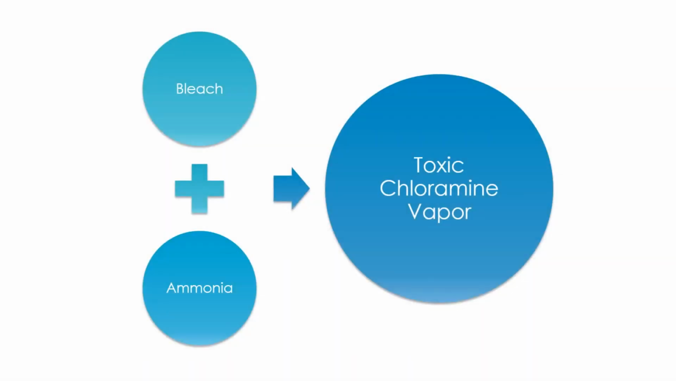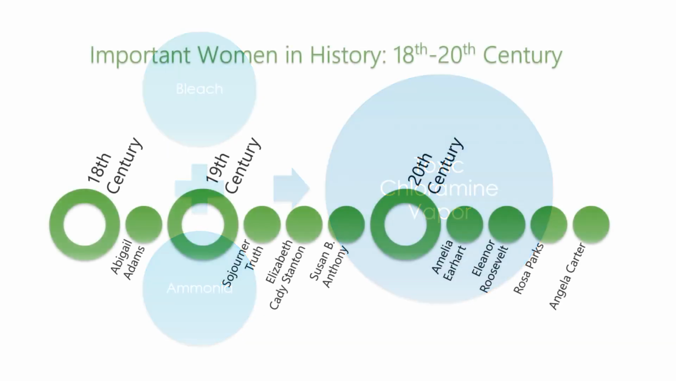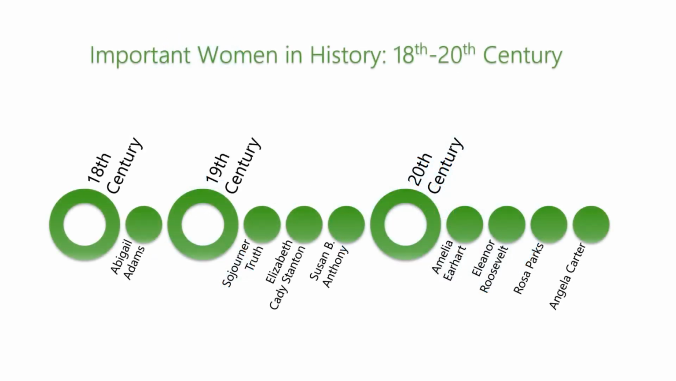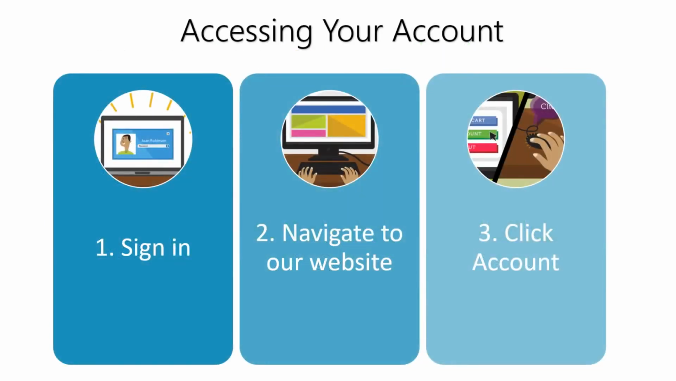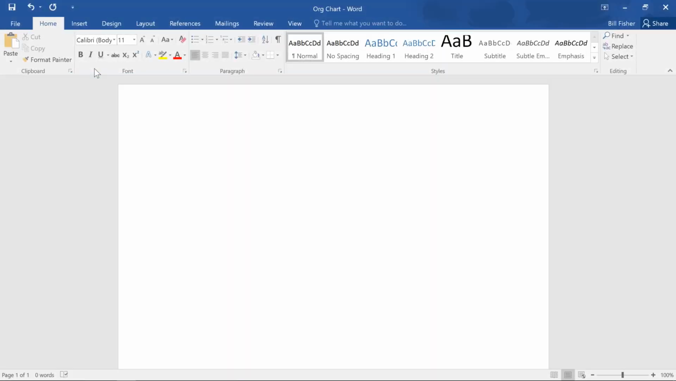SmartArt allows you to communicate information with graphics instead of just using text. There are a variety of styles to choose from, which you can use to illustrate many different types of ideas. In this example, I need to create a graphic to show the organization of the people at my company.